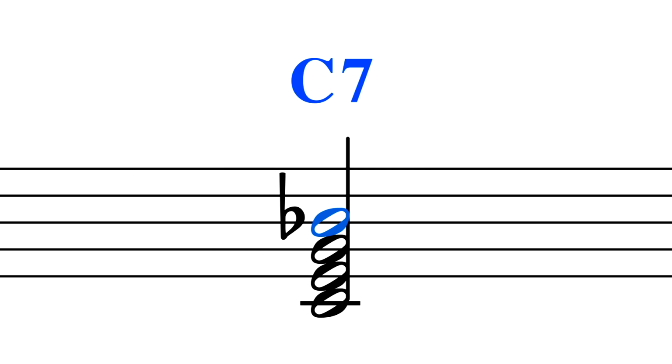However, even though the inclusion of a dominant seventh in the chord does really bring out that secondary dominant function, it's not compulsory. You can have a secondary dominant chord that doesn't have a seventh on it.